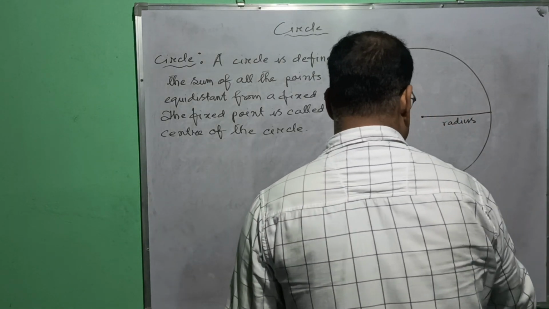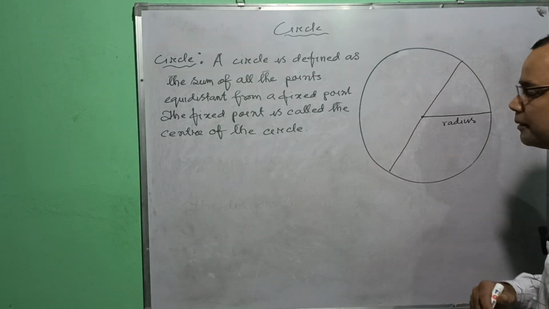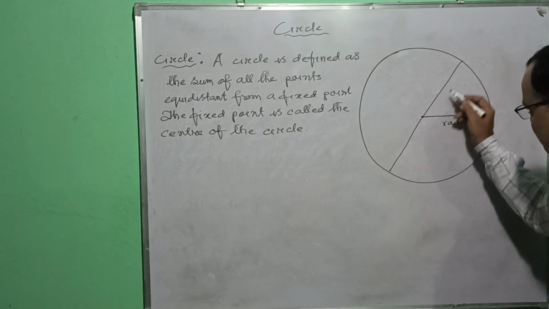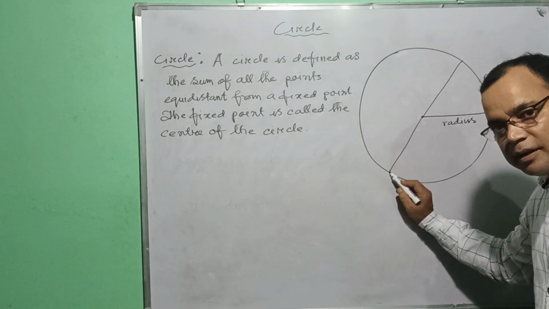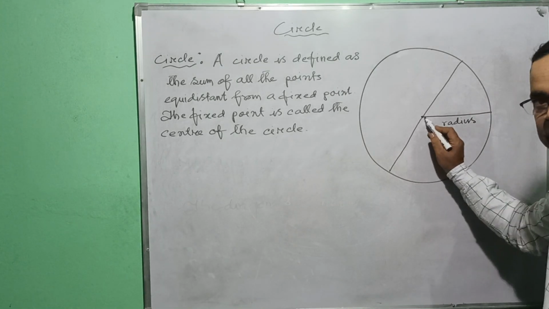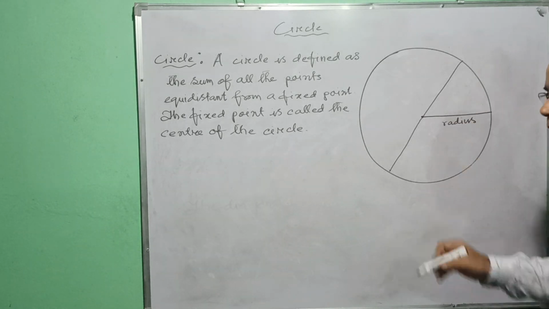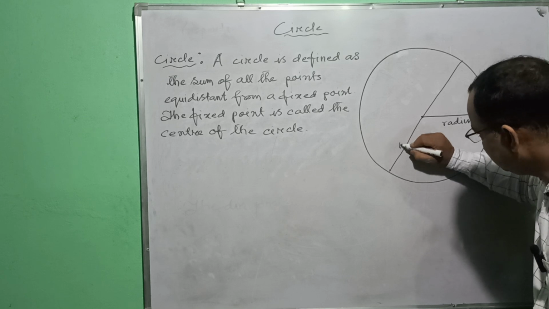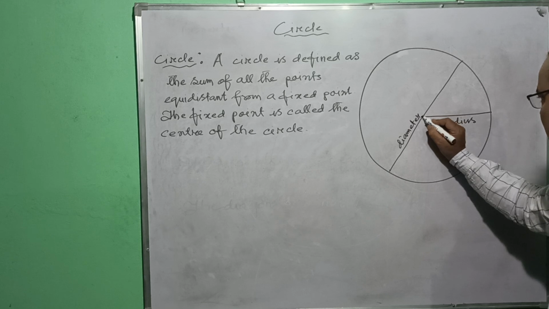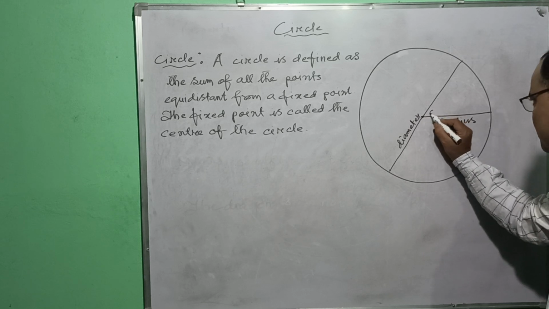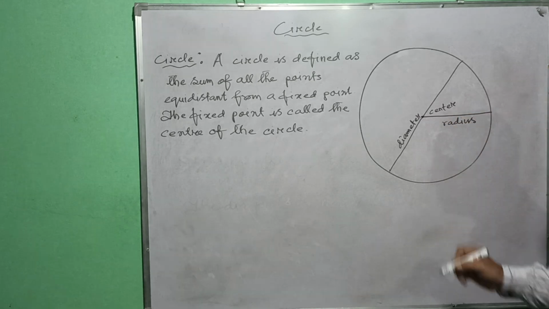Now we'll draw another line segment. So we can see that what is the property of this line segment. This line segment is starting from one point of the circumference, passing through the center of the circle up to the next point of circumference. So this is called the diameter. So we can write here diameter, and this point, as I told you, this point is called center. This point is called the center of the circle.